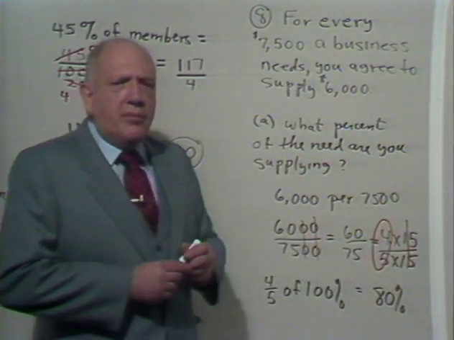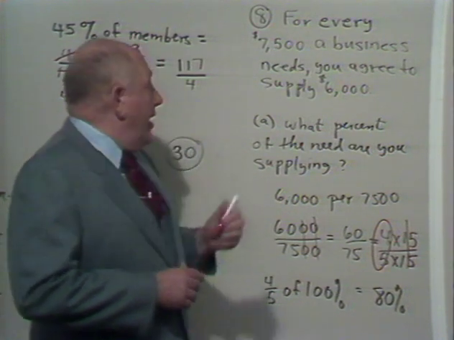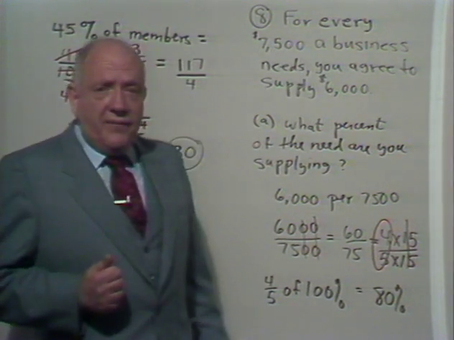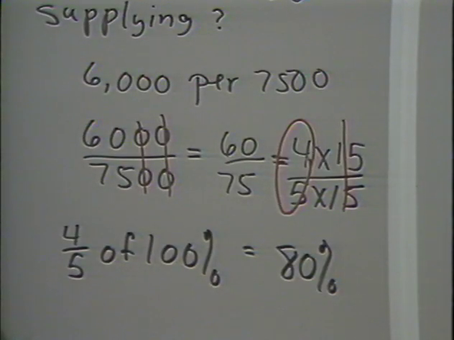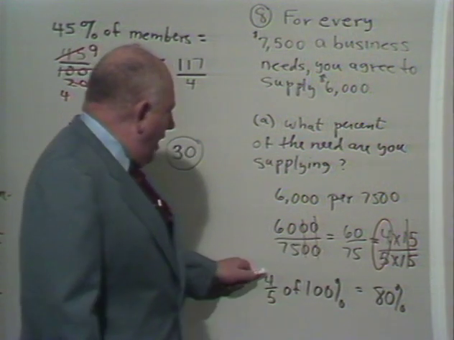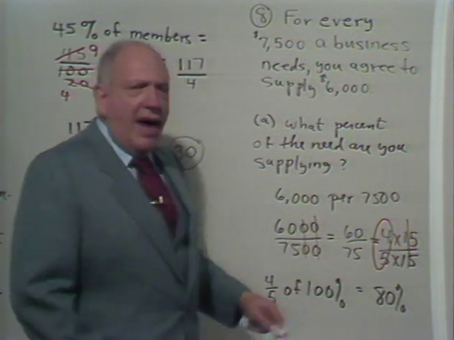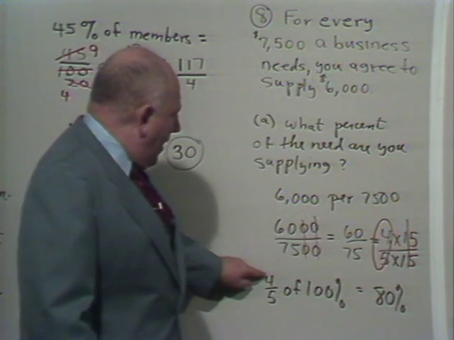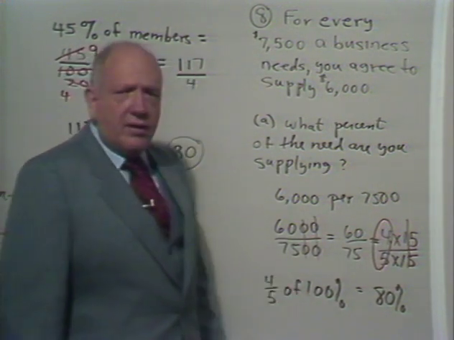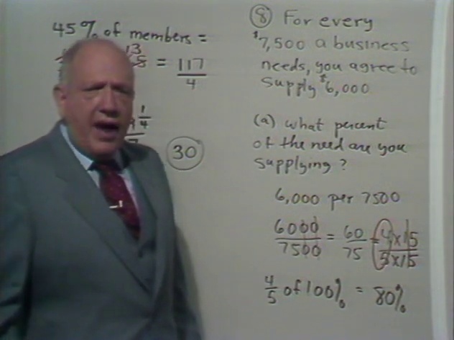You see, it sounds complicated to say, I'll give you 6,000 for every 7,500 you need. In much simpler terms, all we're saying is what? For every $5 you need, I'll give you 4. But we want that as a percent. See, at a rate of 4 out of 5, how many are you taking out of 100? Because 100% is the whole thing. See, we're paying what? 4/5 of the 100%. 4/5 of the 100% is 80%.